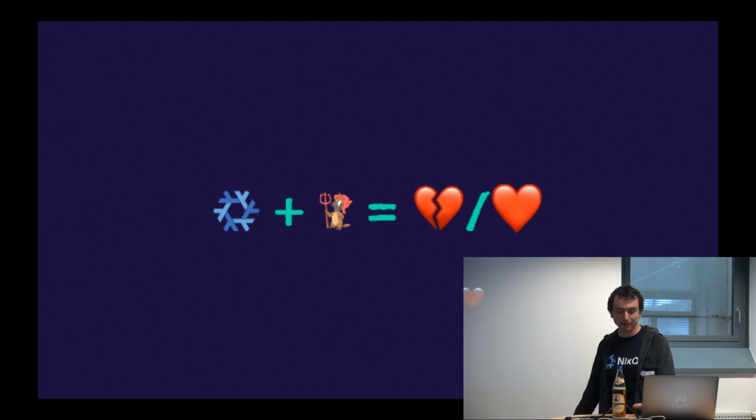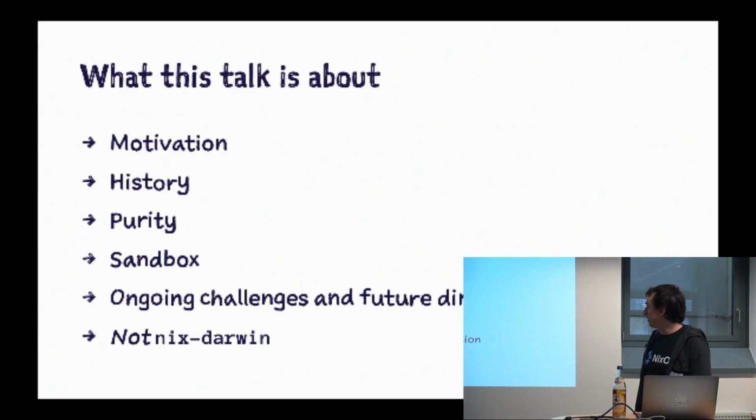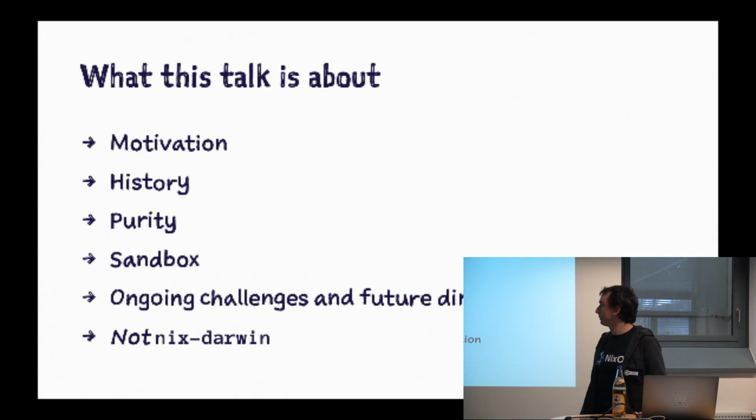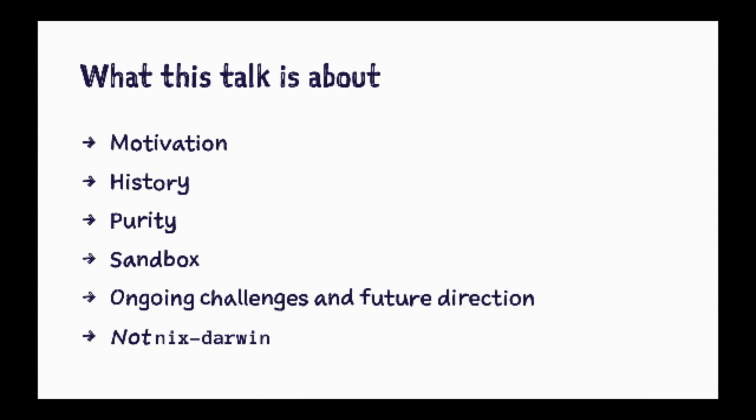Okay, so anyway, Nix and Darwin is love, or maybe not, but it's sort of up in the air. I'm going to go over what I'm going to talk about. First, motivation: why I actually want to do this, why I care, why maybe you should care. Many of you probably don't, because you're Linux heads. I also use Linux, but I also like macOS. Then some history, purity, sandbox, not in any particular order, they're going to get kind of mixed up. And then a section at the end about where I think we should go and what the current issues are.